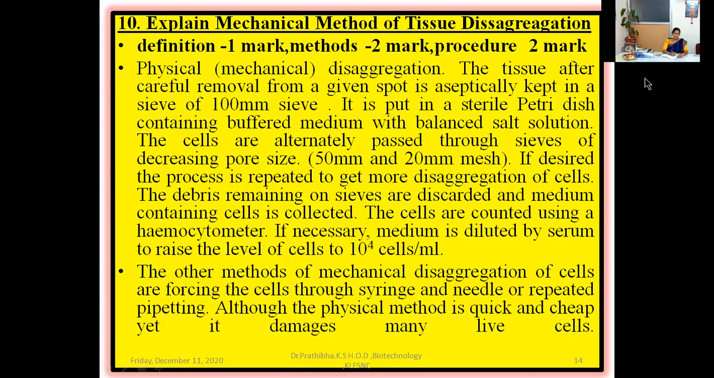The debris remaining on sieves is discarded and the medium containing cells is collected. The cells are counted using a hemocytometer. If necessary, the medium is diluted with serum to raise the level of cells to 10 raised to 4 cells per ml. Okay. The other methods of mechanical disaggregation of cells are forcing the cells through a syringe and needle, or repeated pipetting. Although the physical method is very quick and cheap, yet it damages many live cells.